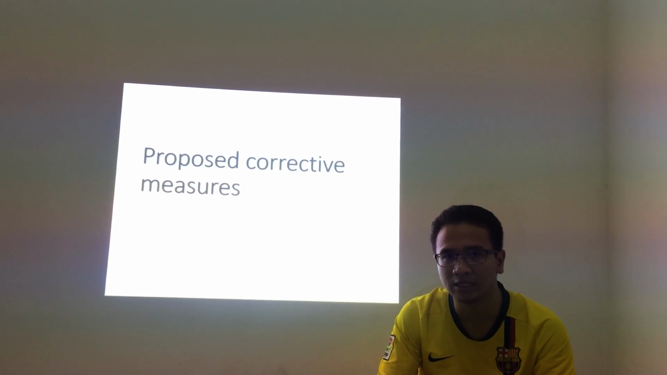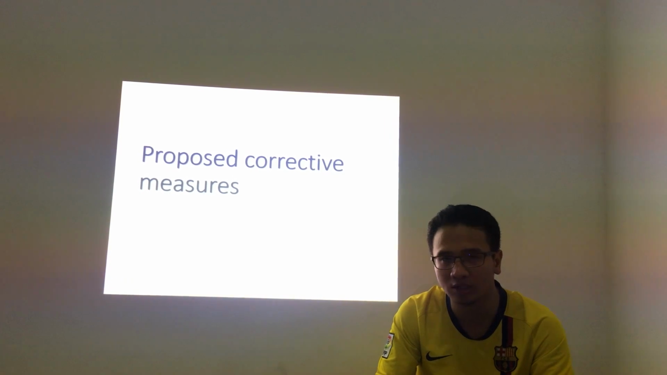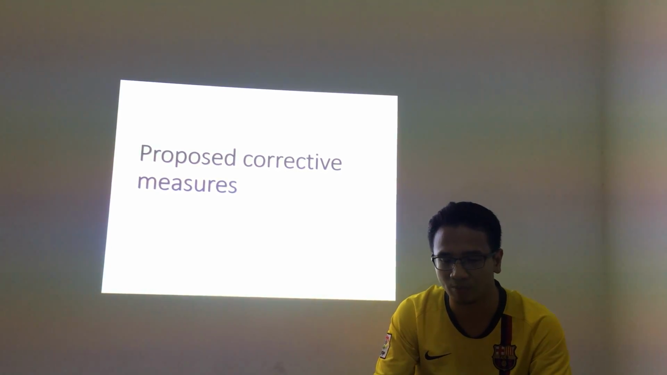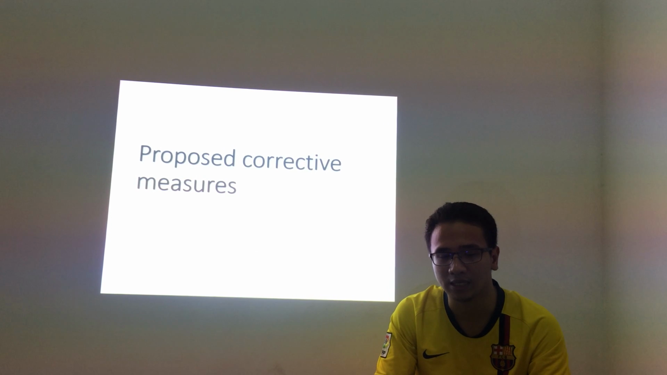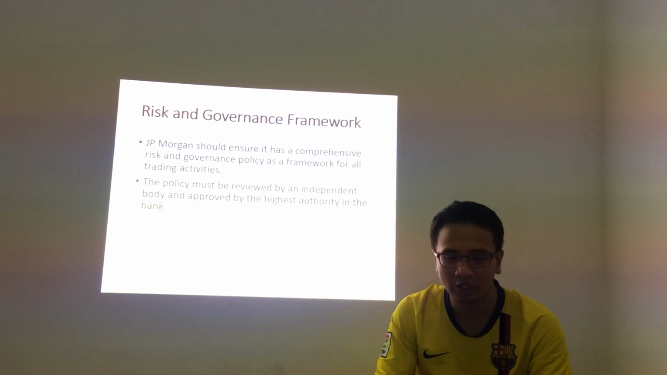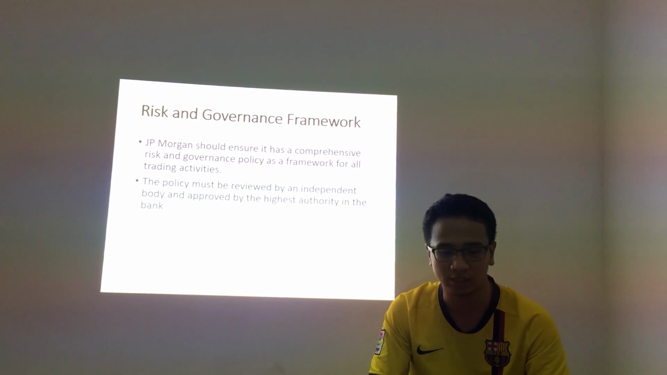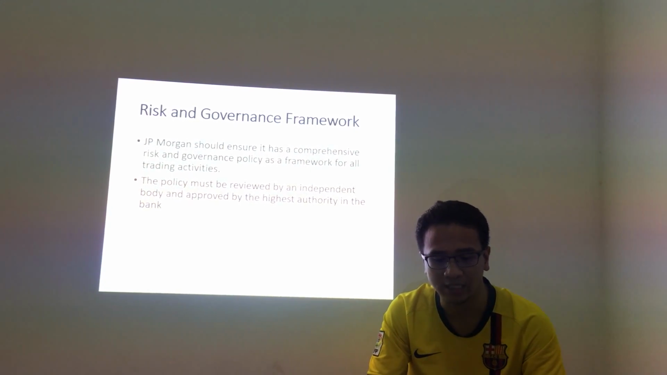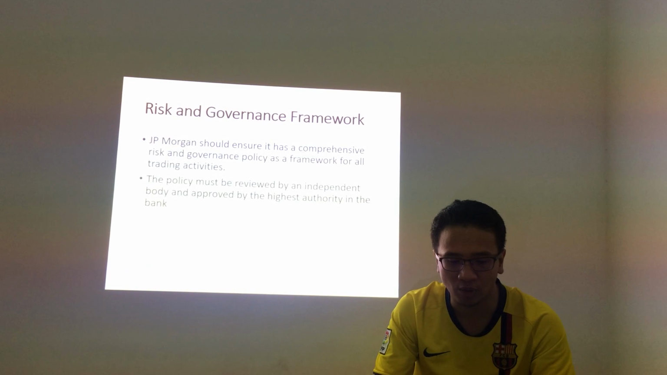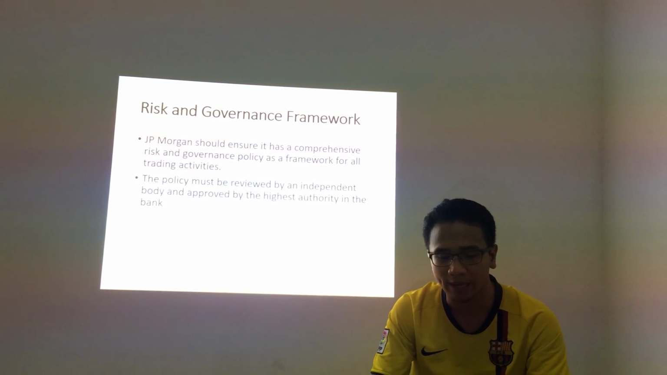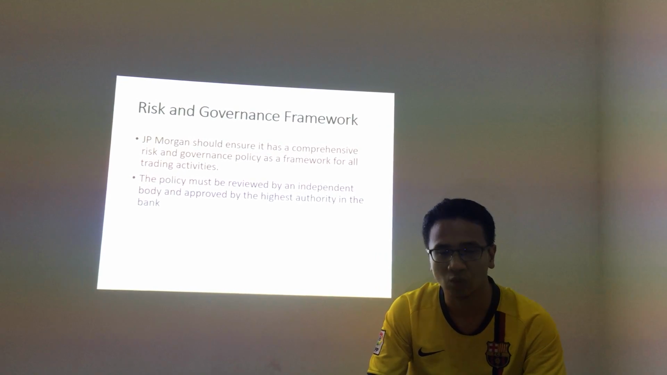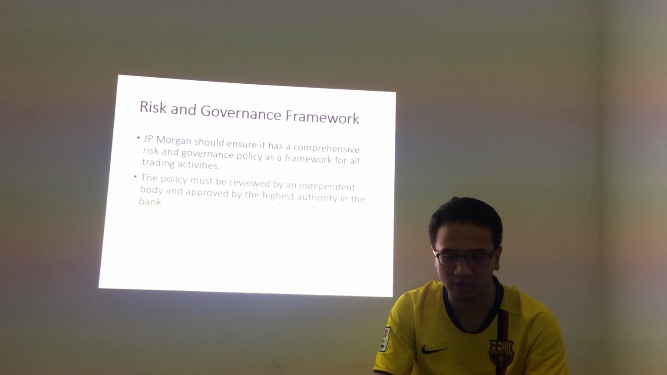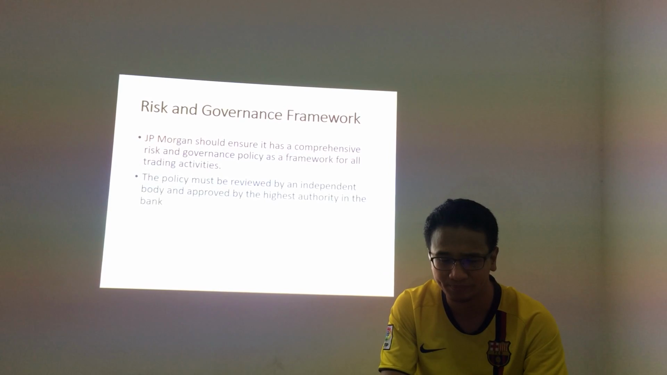Now that we know the factors contributing to the trade loss in JP Morgan, I would like to share a few corrective measures that perhaps could avoid the same mistake happening in the future. First one is related to risk and governance framework. So JP Morgan firstly should ensure it has a comprehensive risk and governance policy as a framework for all its trading activities. The policy must be reviewed by an independent body and approved by the highest authority in the bank. So with this framework, all execution must be done according to the framework. So there could be no loopholes in the system.